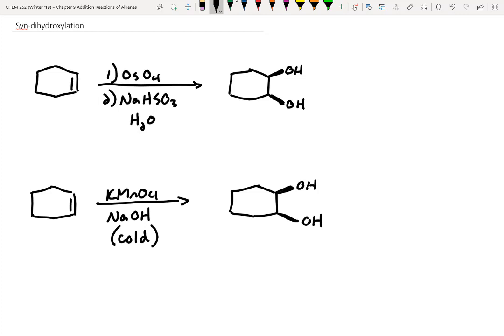The other problem with potassium permanganate is because it's such a strong oxidant, it'll do other chemistry that we haven't even learned yet. So sometimes we can't use this, sometimes we can. However, we've got two options for doing this syn dihydroxylation. So I'll make a note here. The note is you don't need to know the mechanism.